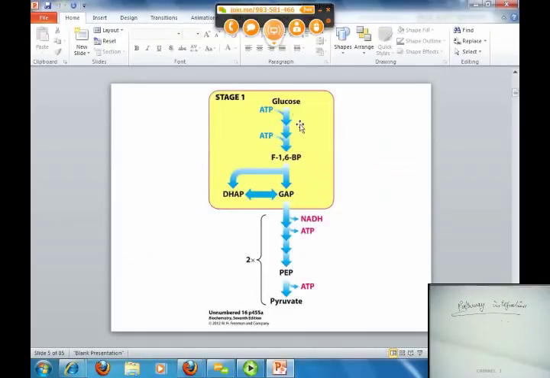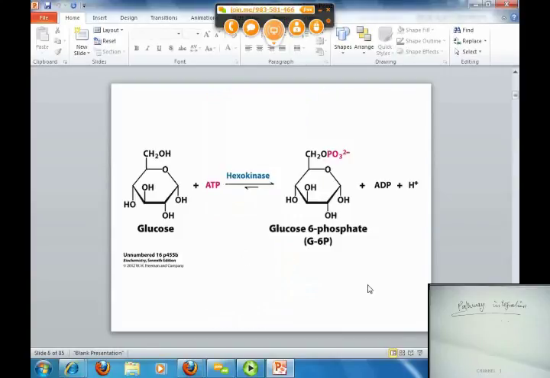Let's see. Now the stage one which I mentioned before, DHAP to GAP, that is the first stage. And this is the second stage. If you have one GAP, NADH and ATP are formed. So how many ATP are formed? Because DHAP is converted to GAP, you have two, so two times two, four ATP. But how many ATP are used? As I mentioned to you, two ATP are being used. So how much are we gaining? Two ATPs, yes. Because you may have some problems in your homework, you can also mention that.